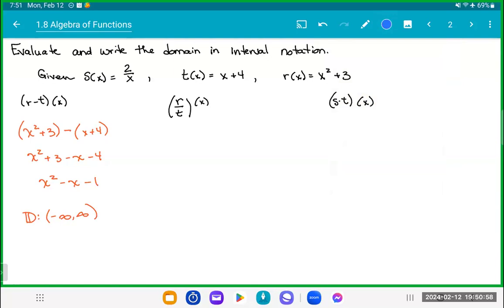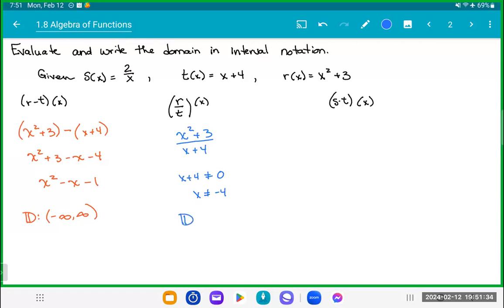So the next one, we're looking at r divided by t. My r equation is x squared plus 3, divided by t, which is x plus 4. In this, I am going to have a domain restriction, right? So my denominator, x plus 4, cannot equal 0. That means x cannot equal -4, if I subtract 4 from both sides.